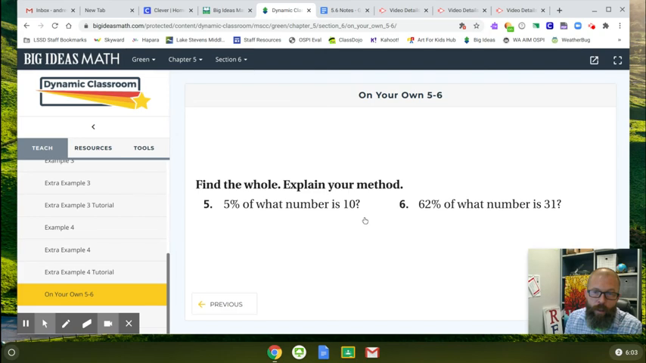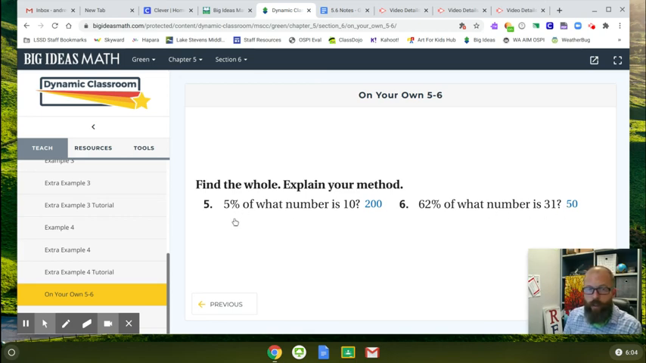Okay, now that you're back, here are your answers. 10 is 5% of 200. 62% of what number is 31? 50. So you would put 62 over 100, right? And then you have 31 on the top. When that's divided by 2, so you divide by 2 on the bottom, and you end up with 50.